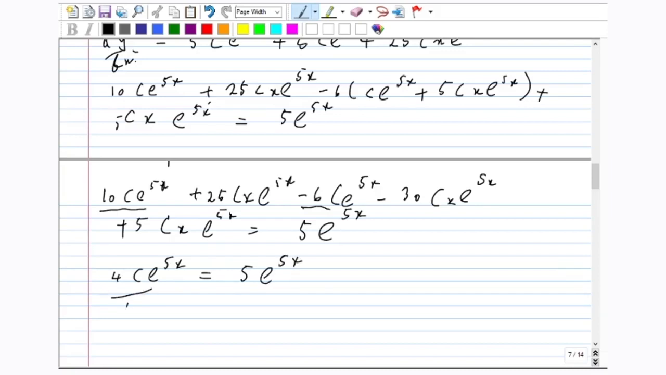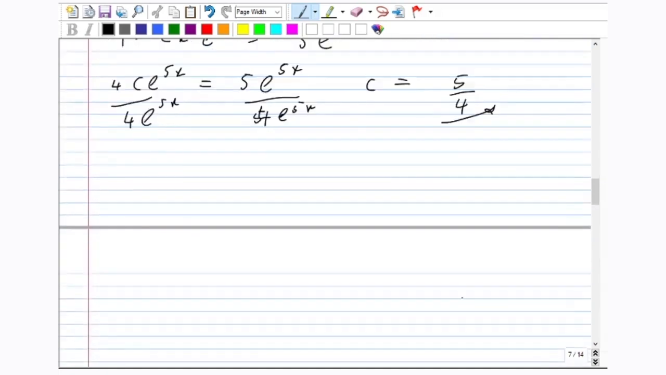So we are left with 5e to the exponent 5x equal to 4c e to the exponent 5x. We divide on this side with 4e to the exponent 5x. Therefore, our c value is going to equal 5 divided by 4. So this is our c value. If we were looking for a complementary solution, we would have stopped here. But now we are looking for a general solution, so let us write our general solution first before we write our particular.